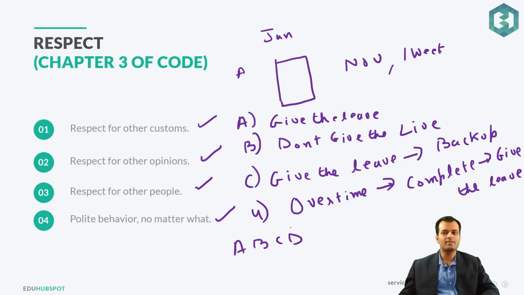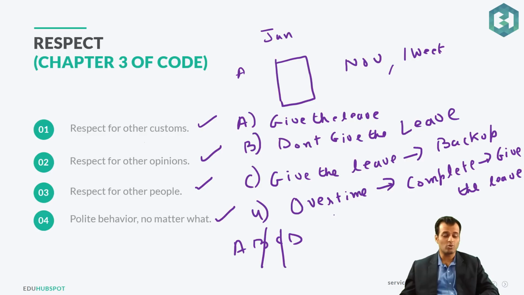See, if they have the right, then you definitely can't reject their leave straightforward. So option B goes, which was don't give the leave. Now, give the leave if they find a backup. Whose responsibility is it to find the backup? Is it your responsibility, or is it your team member's responsibility? It can't be the answer.